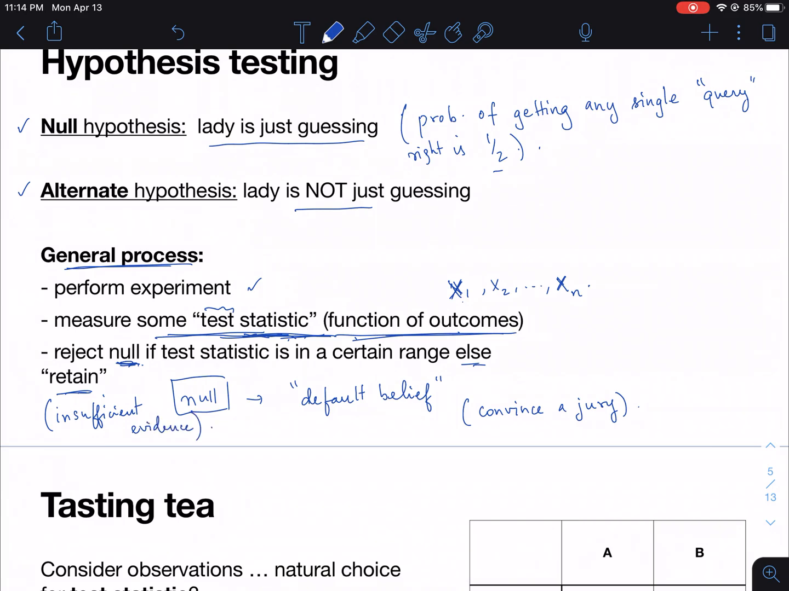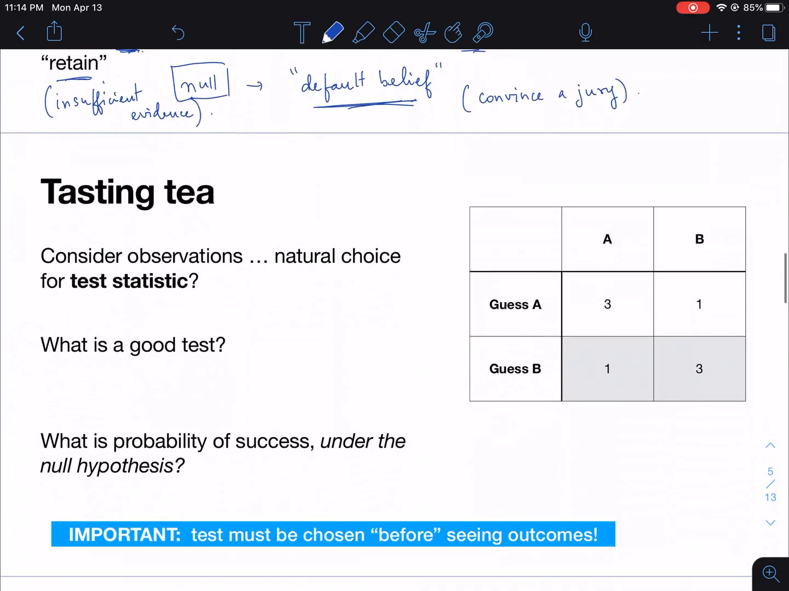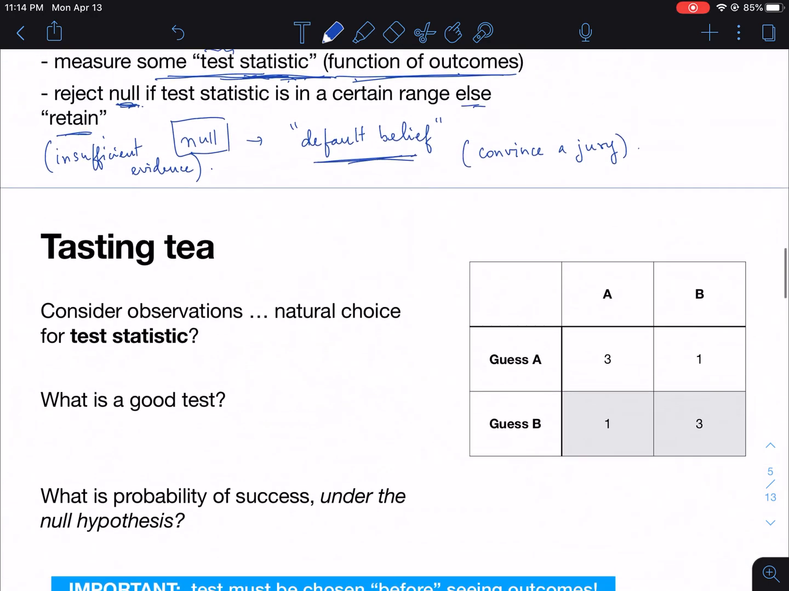Okay, so if you are confused about what a null hypothesis should be, I think this analogy of a default belief is the right one. All right, so what does this mean in the tasting tea example? Remember that there are 4 cups of type A and 4 cups of type B.